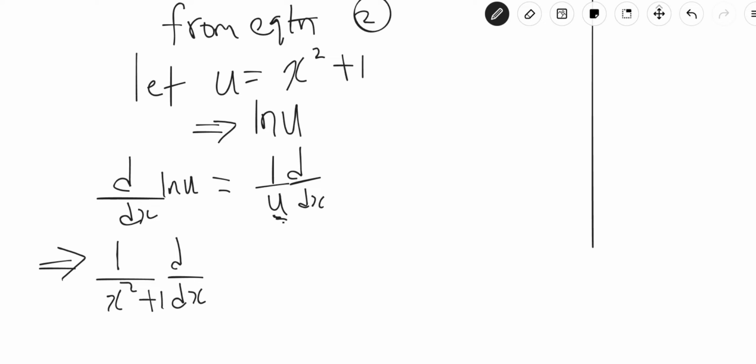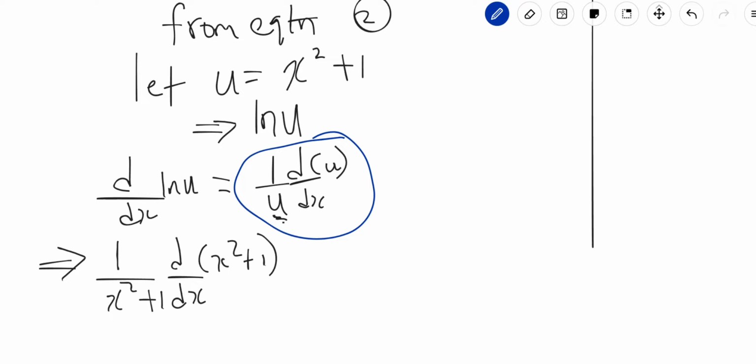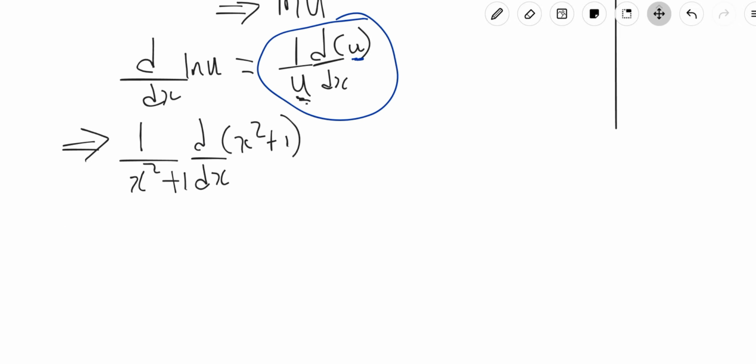Our u was x squared plus 1, and then d(x squared plus 1)/dx. What I just practically did was to substitute the value of u into this. So that gave me 1 over x squared plus 1 times d(x squared plus 1)/dx. Moving forward, I need to now differentiate this properly.